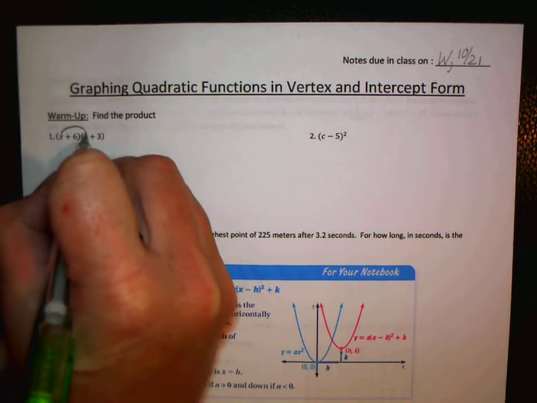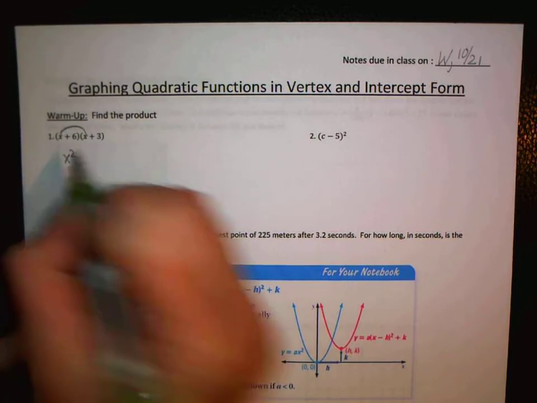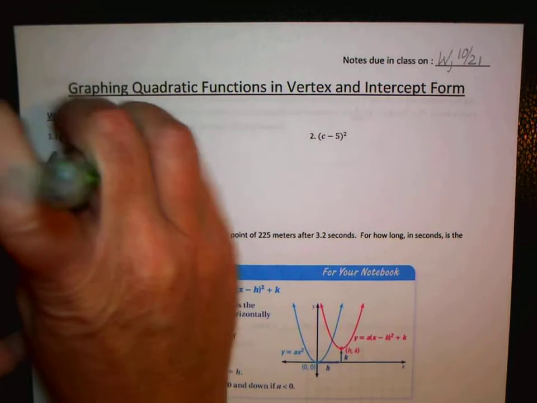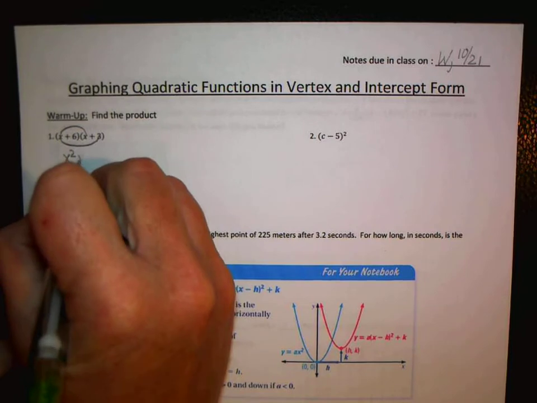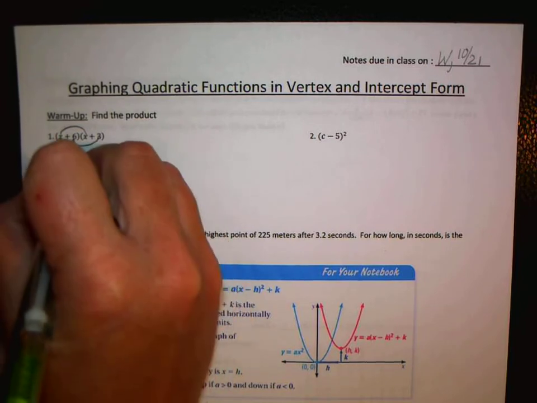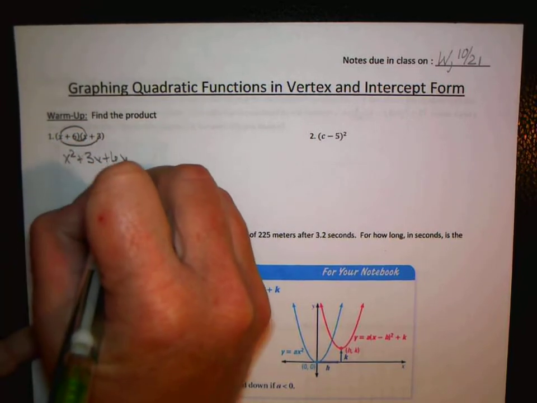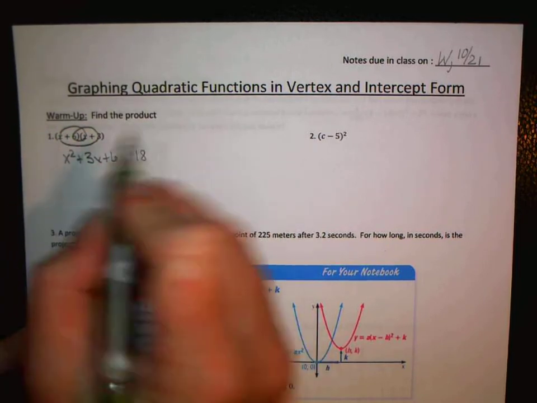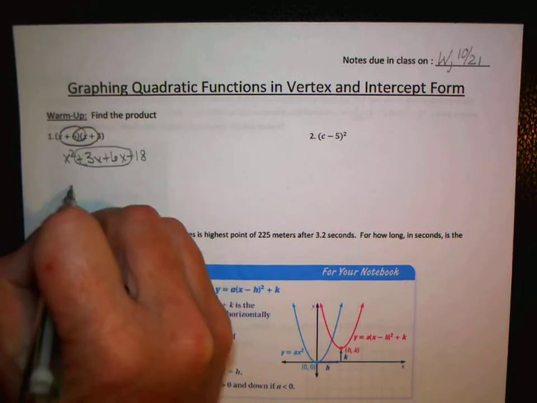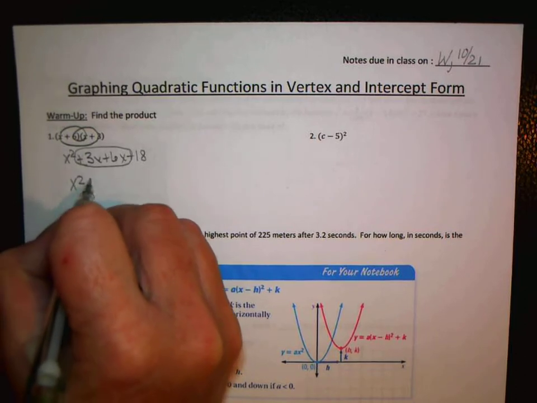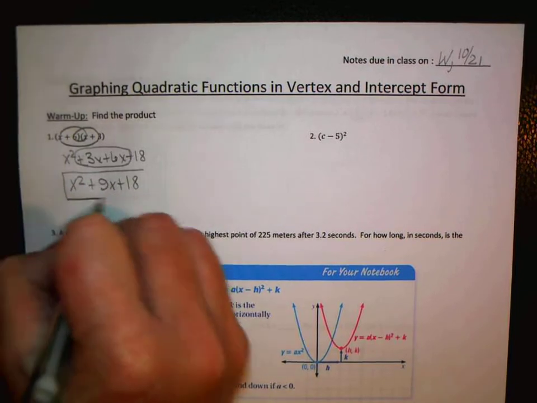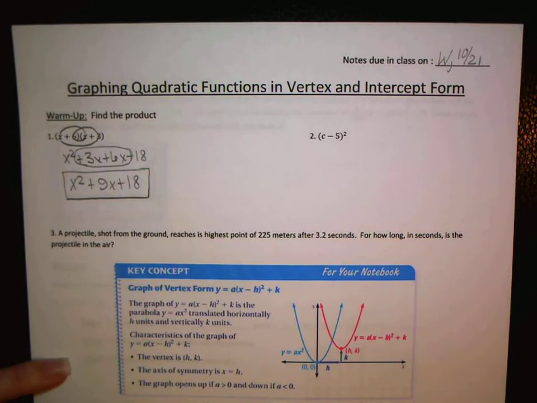So first we're going to do x times x, and we're going to get x squared. Outside is x times 3, which is 3x, so plus 3x. Inside is 6 times x, so that's 6x, and last is going to be 6 times 3, which is 18. Then we're going to combine our middle terms, combine like terms, and that's going to be x squared plus 9x plus 18, and that's going to be the answer to that multiplication problem.